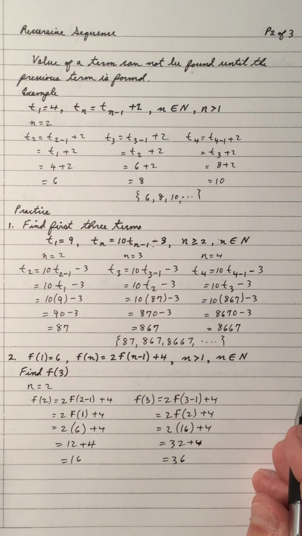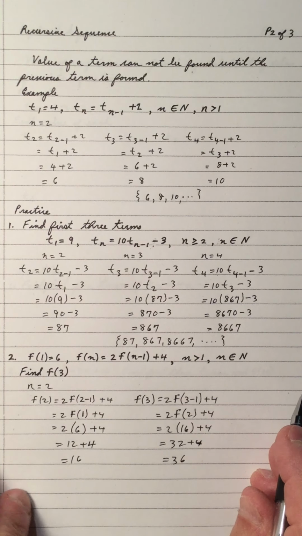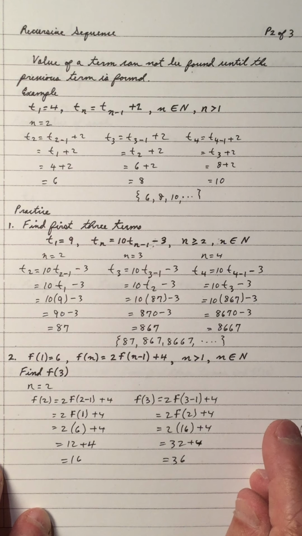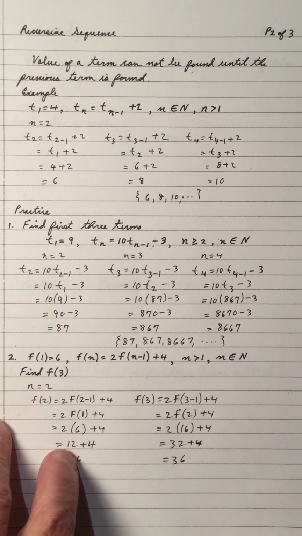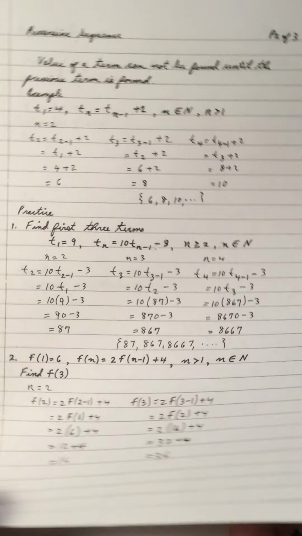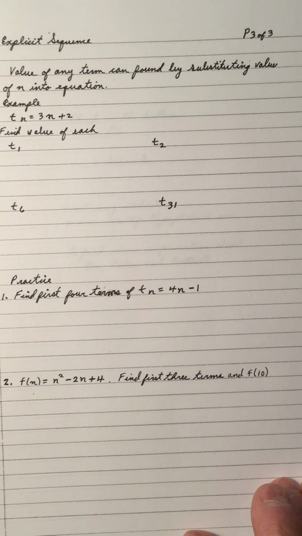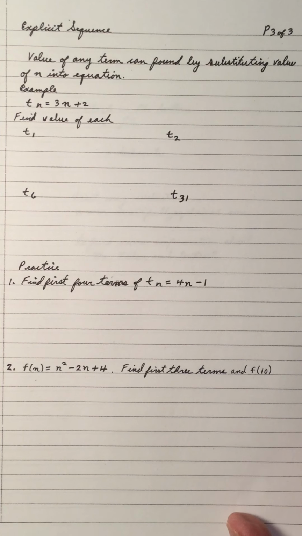So this is what we call a recursive sequence. In other words, you can't find T4 until you have T3. You can't find T3 until you have T2, etc. So that's recursive. And the other type of sequence is what we call explicit.